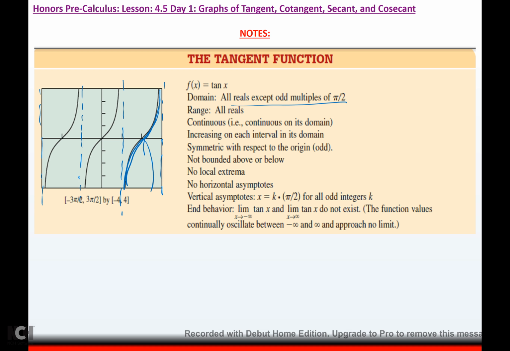It's not bounded above or below. There are no local extrema. There are no horizontal asymptotes. And again, your vertical asymptotes are at your odd multiples of pi over 2. Your end behavior: the limit of tangent as x approaches negative infinity and as x approaches positive infinity does not exist, because the function values continually oscillate between negative infinity and positive infinity and approach no limit.